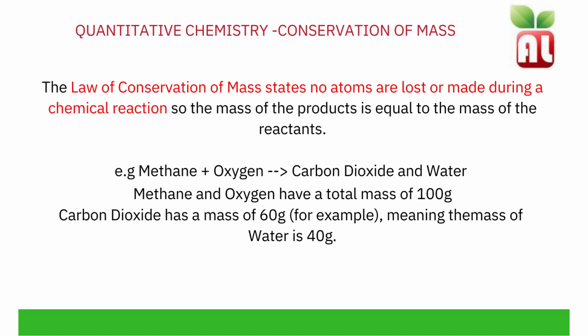If the methane and oxygen have a total mass of 100 grams and the product carbon dioxide has a mass of 60 grams, for example, it must mean that the remaining mass of water is 40 grams, as the total must be 100 grams, equaling the reactant mass.